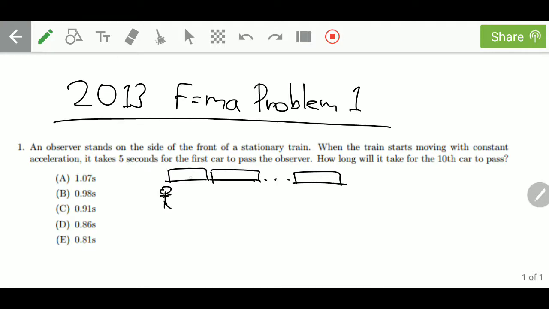And basically, it says that the train starts moving with constant acceleration, and they give you the amount of time it takes for the first car to pass the observer, and then they ask how long it will take for the 10th car to pass. So let's say the cars all have a length L, and it's accelerating with acceleration a. And let T n be the time for, let's say, the first n cars to pass.